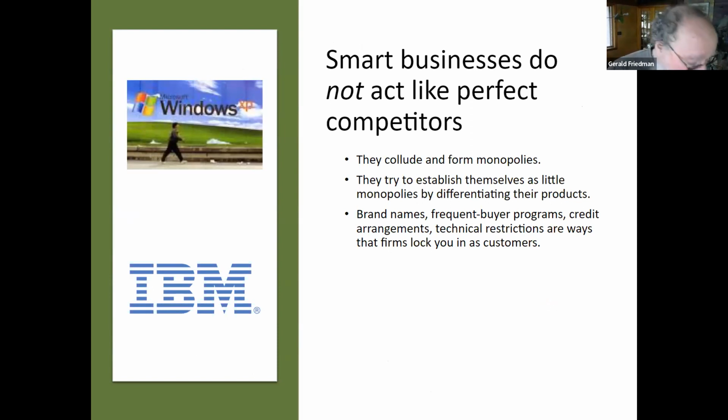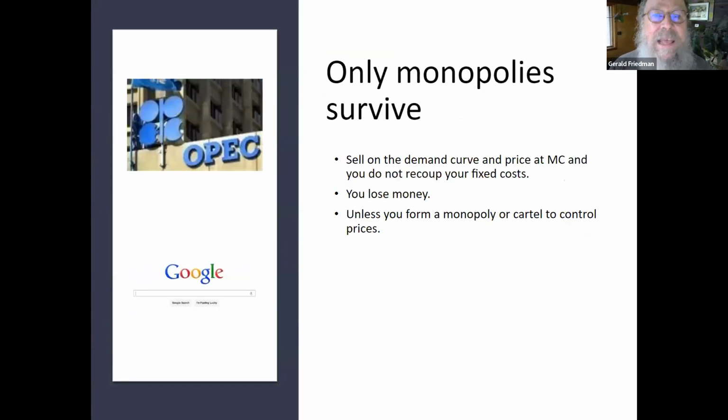Now, smart businesses think this way. Microsoft, IBM, Apple, all these businesses, Dunkin' Donuts, Amazon, Starbucks, all these smart businesses, they know this. And what do they do? They have to try to limit competition. By limiting competition, they're able to insulate their market and raise prices, reduce output, raise prices, and survive.